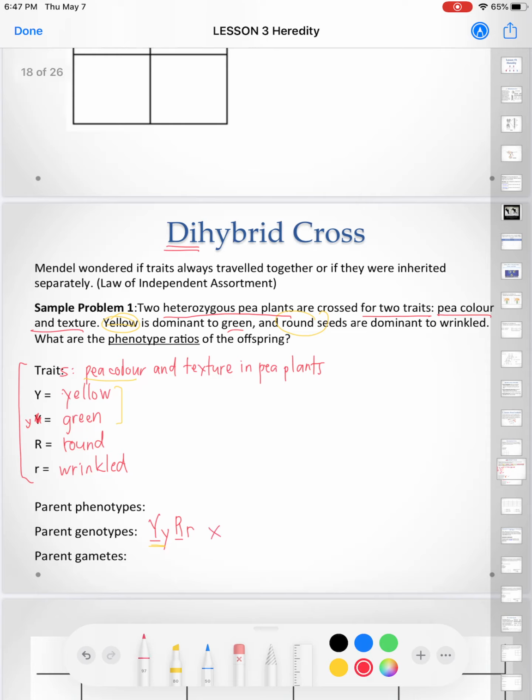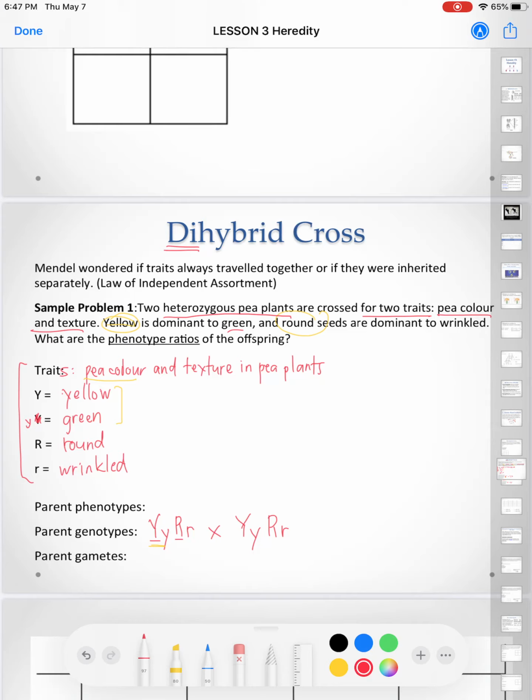And it says the other parent is the same, heterozygous for both traits. So I'm going to put the Y's first because we're talking about pea color first always, and then I'm going to put the two R's for pea texture, with the dominant one first. All right, so this means that if we're going backwards and we have to figure out what the phenotypes are, because each set of alleles has at least one dominant letter, so the Y's has a dominant Y and a recessive Y, that heterozygous combination gives that parent a phenotype that's dominant.